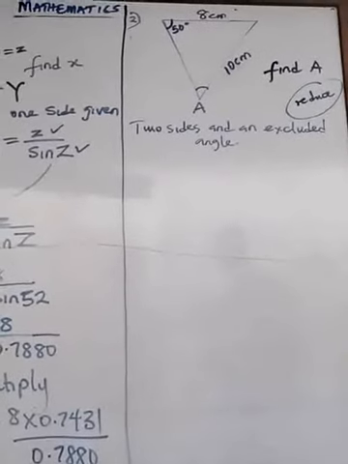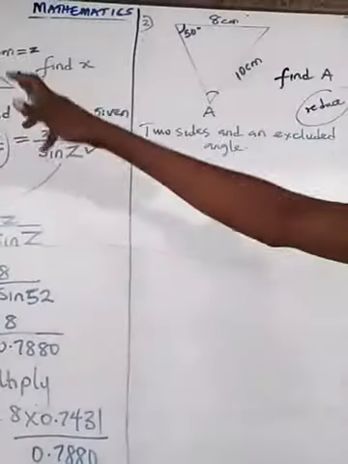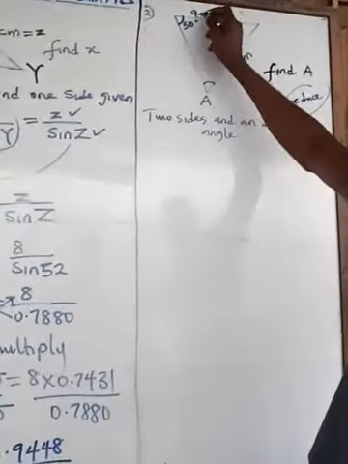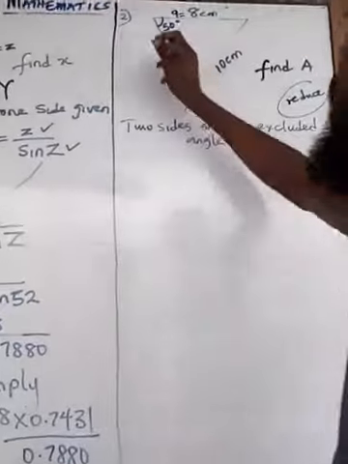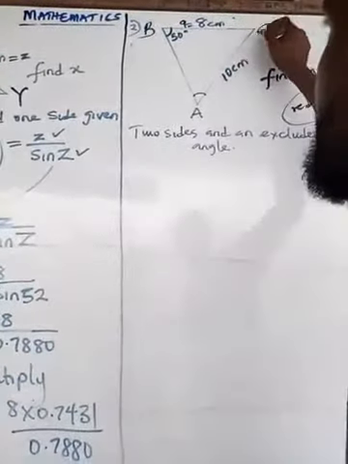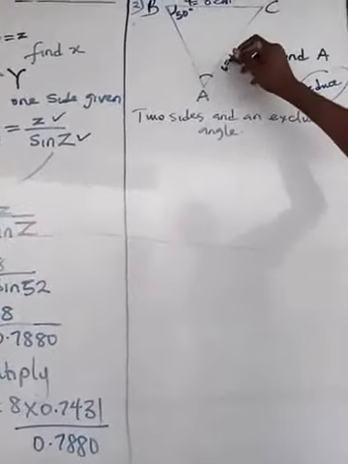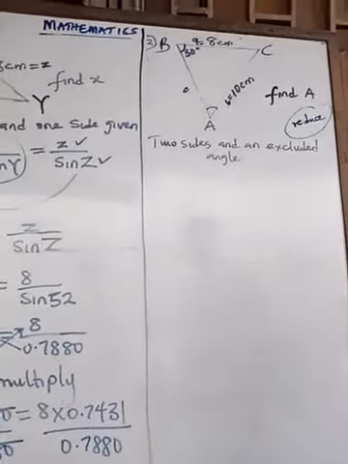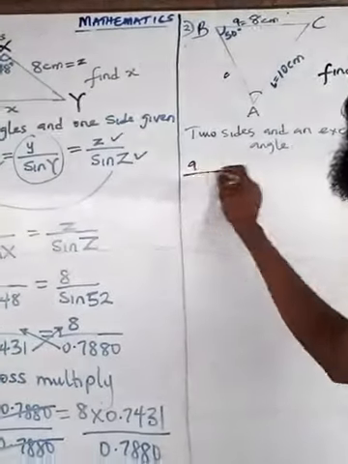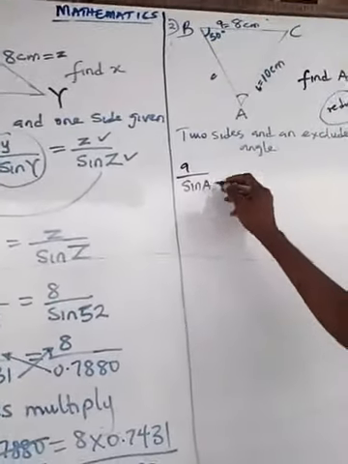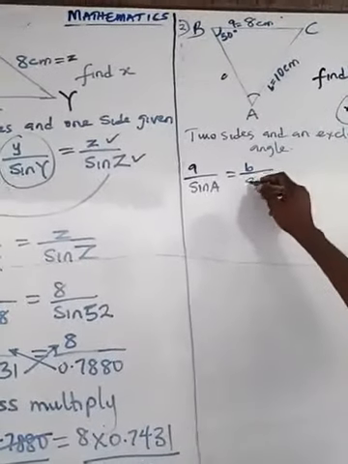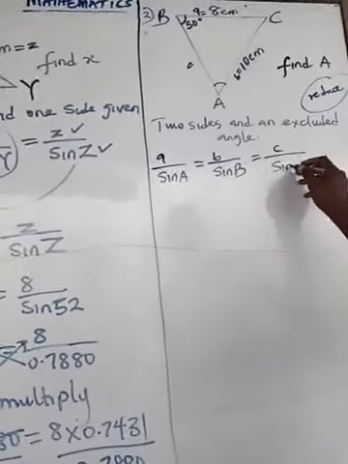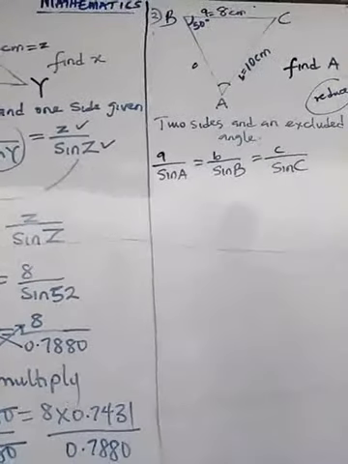But how do we know the formula? You just do what we did for the last question. This is angle A, so definitely this one should be small letter a. You can just say this is A, B, C, so this will be small letter b and this will be small letter c. So let's write the sine rule. The sine rule will be a over sine A is equal to b over sine B is equal to c over sine C.